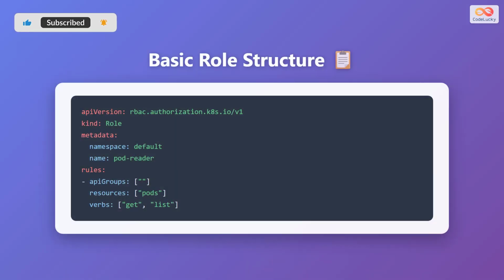Let's look at a basic role structure. Every role starts with the API version rbac.authorization.k8s.io/v1, and the kind is set to Role. In the metadata section, you specify the namespace and a name for your role. The rules section defines the actual permissions. Here, we're creating a role called podReader that allows getting and listing pods in the default namespace.